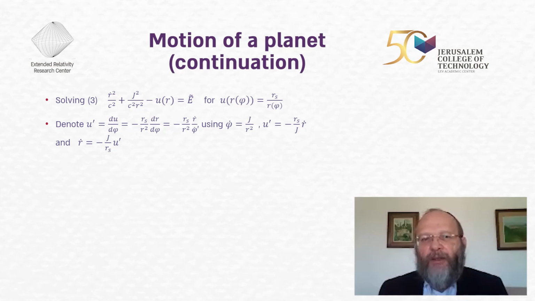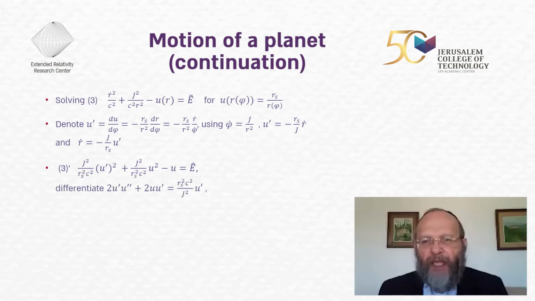And now we can substitute, and what will we get? This term squared for r dot squared and c squared. This is the first term, u prime squared. Now this term, to be able to get u, which is rs over r, you multiply by rs squared and divide, and this is the same coefficient, you get u squared. And this term is u.